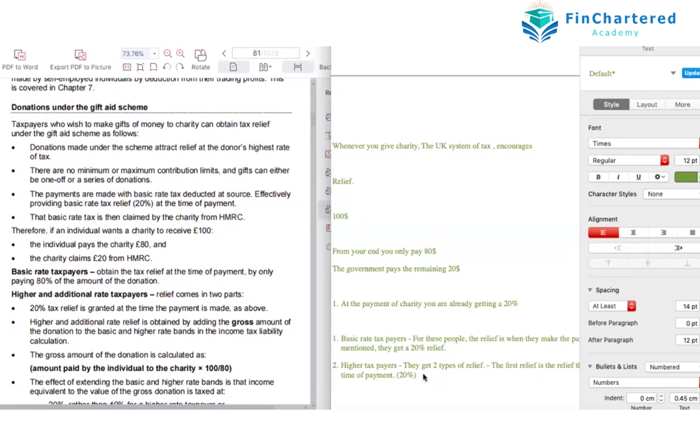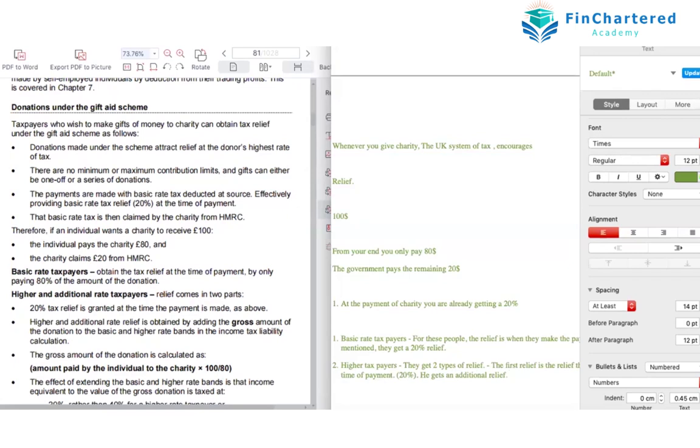Okay. So the higher taxpayers also will get the same relief when they are making the payment. They will also get a 20% relief. That guy also, when he wants to give 100 to the charity, will only pay 80. But he will also get an additional relief. And that is the calculation that we will look at here in this section.